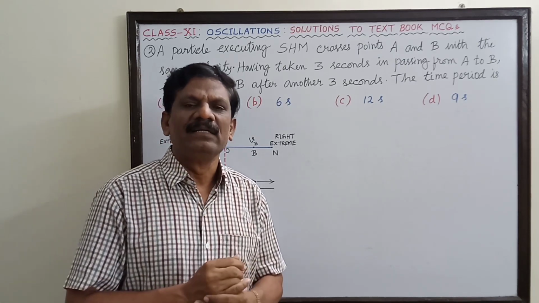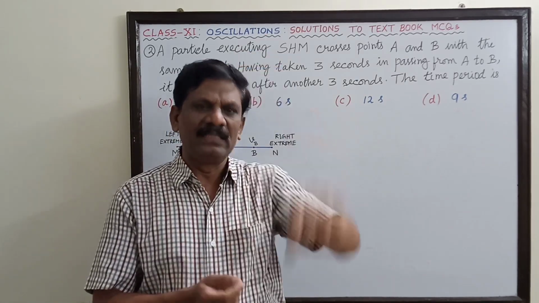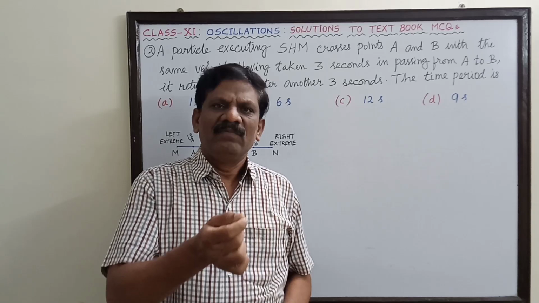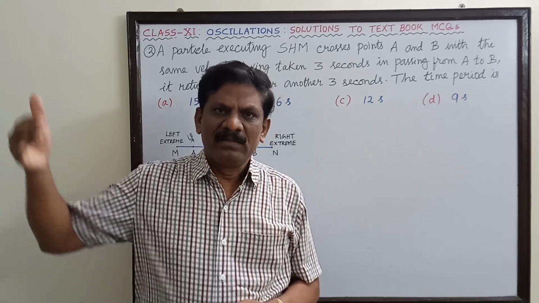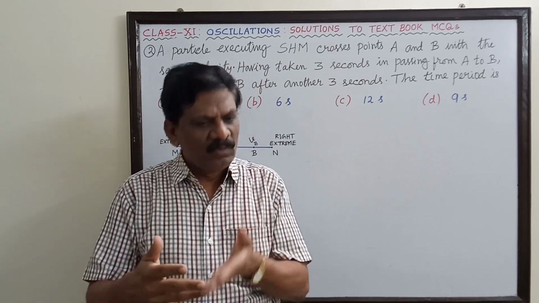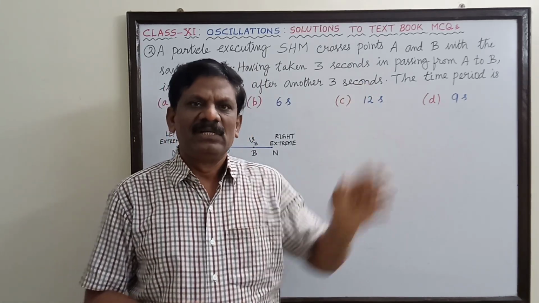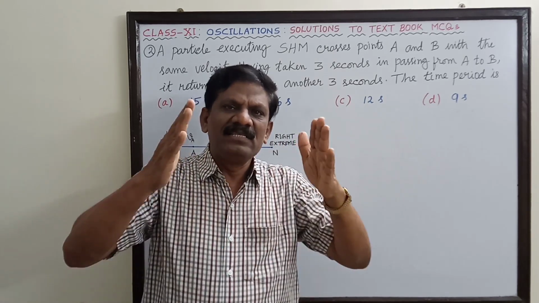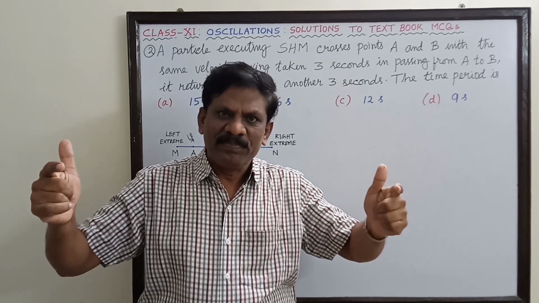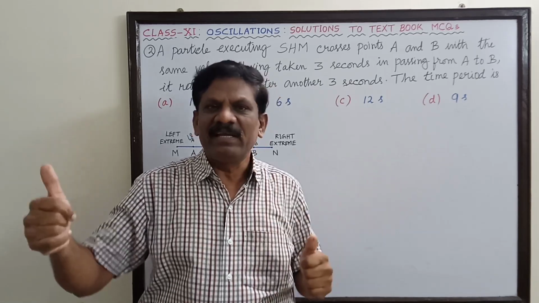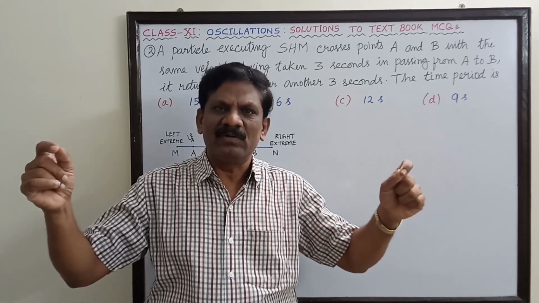We have studied, in the case of a simple pendulum, it is first suspended in the mean position. When it is taken to the extreme position and dropped, it moves towards the mean position, then overshoots due to inertia and reaches the extreme position. So the velocity of the pendulum bob at the two extreme positions is 0, at the left extreme and at the right extreme.